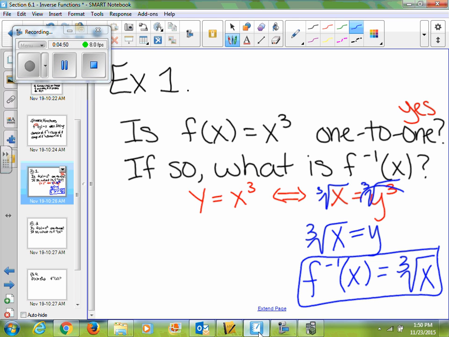Okay, so yes, it's one-to-one, so it has an inverse, and the inverse is f inverse of x equals the cube root of x. Okay, so any questions on that one?